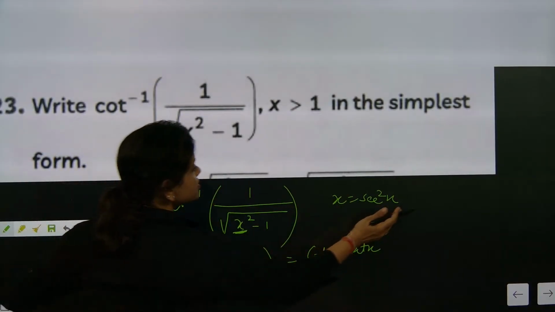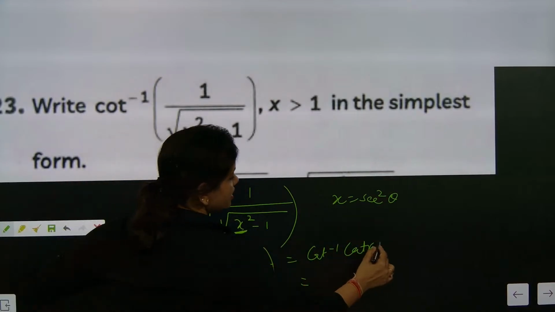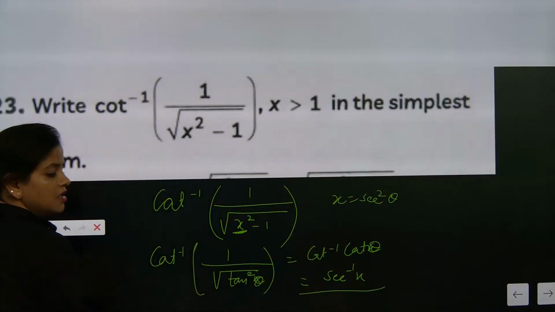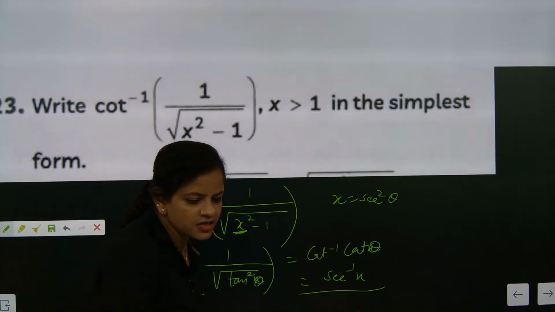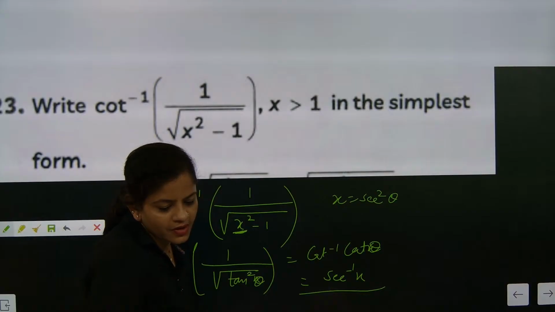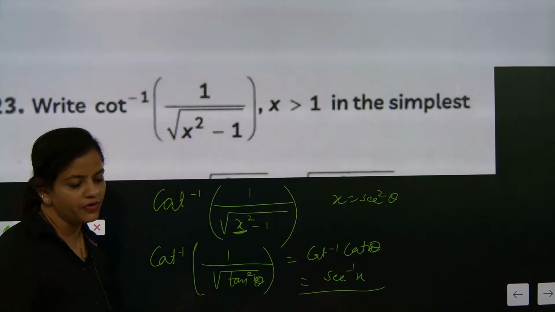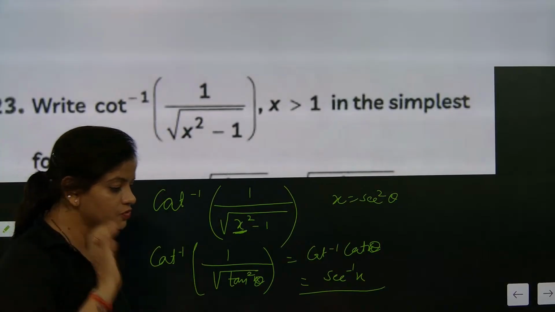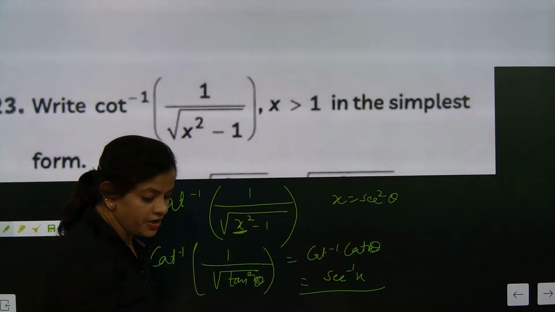Understood? We take x equal to secant theta, and here theta will be written, so it becomes secant inverse x. This is the simplest resolving. Yes, that is what we have to do. If we do not take it like that, then 110% problem will come. So the resolving section has to be done very carefully. Please understand this section.